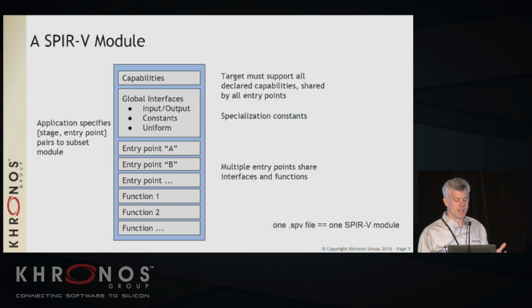And generally, a SPIR-V module is stored as a single file. We're using the convention .spv for the binary representation of it. So there's a one-to-one mapping between a .spv file and what we call a SPIR-V module, which is what you hand to the driver to run.